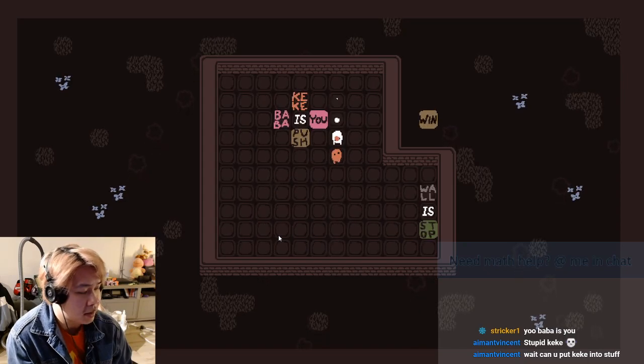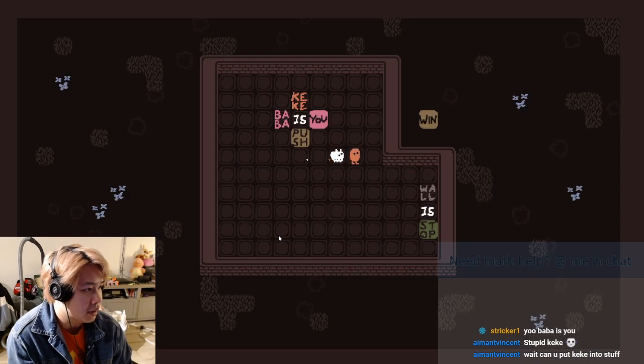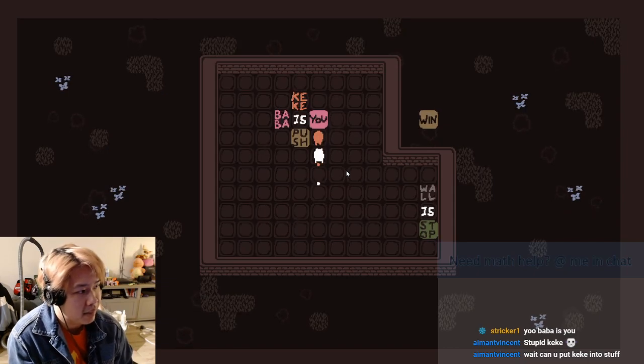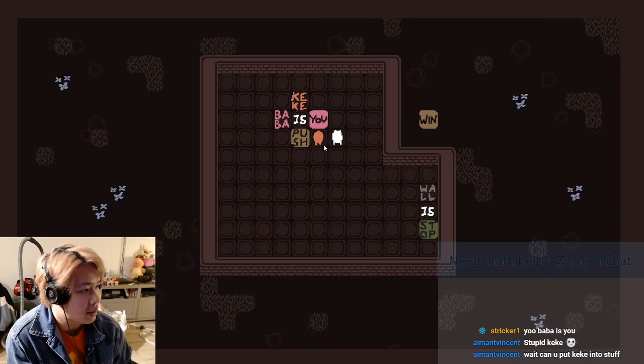Can I put Kiki into stuff? Like into words or into objects? Because the wall is stop, then I can't push anything into a wall. And then this is another thing. I think this is okay. I have a feeling I'm sort of getting somewhere. So while Kiki is push. Wait, I don't even know if this is true. Hold on. While Kiki is push, that means that when I push it.